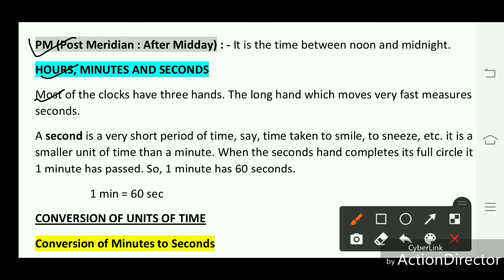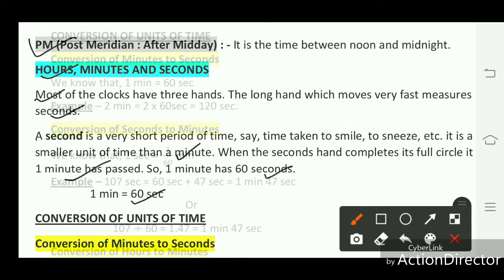Most of the clocks have three hands. The long hand, which moves very fast, measures seconds. A second is a very short period of time, say the time taken to smile, to sneeze, etc. It is a smaller unit of time than a minute. When the second hand completes its full circle, 1 minute has passed. So 1 minute has 60 seconds. 1 minute equals 60 seconds.